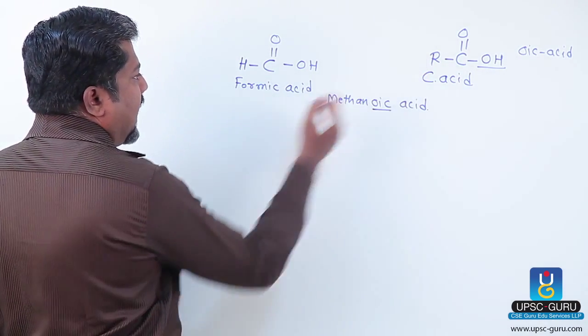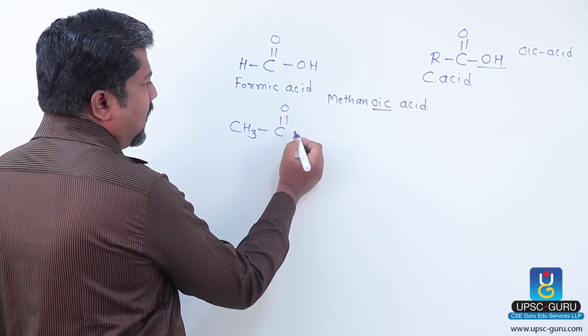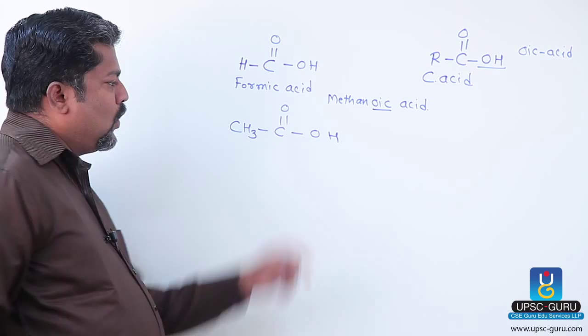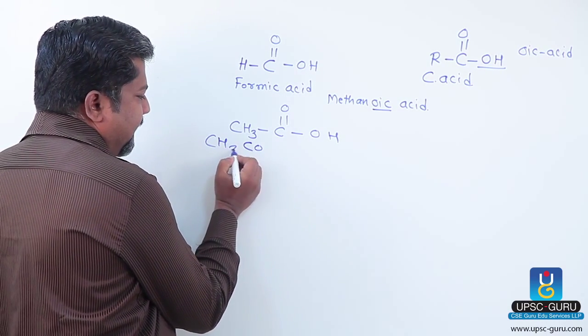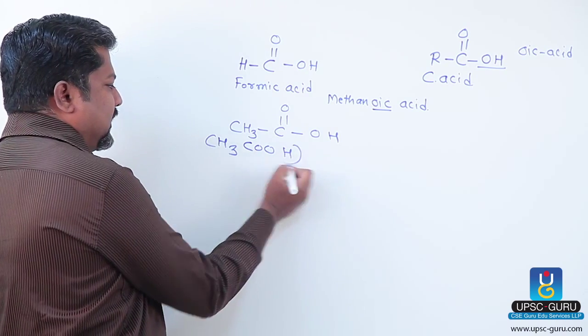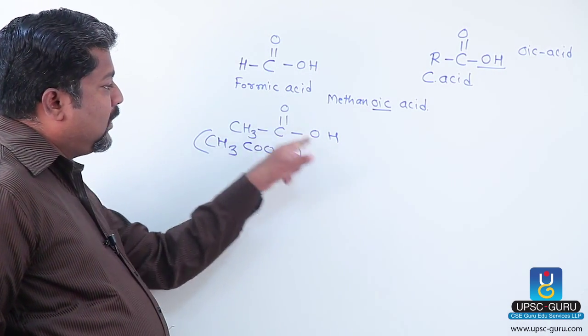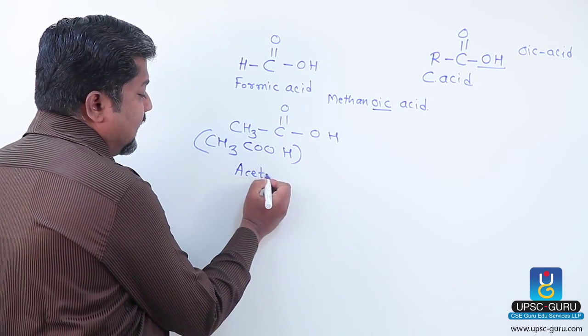Now here R is replaced by CH3, C double bond O, OH. So CH3CO, in simple words I am writing CH3COOH, but practically I am writing this way: CH3C double bond OOH. This is called acetic acid.